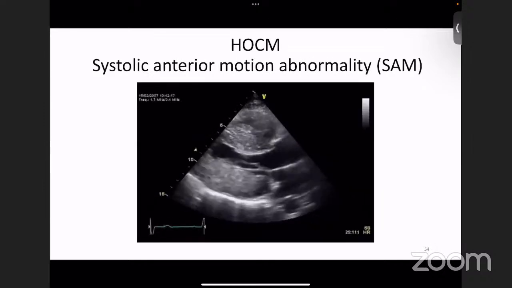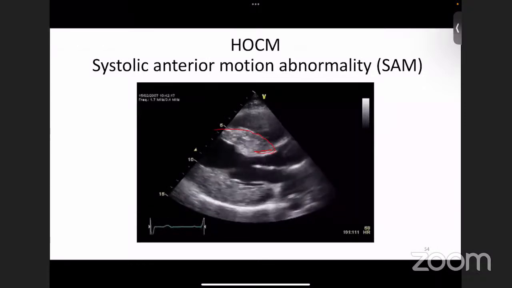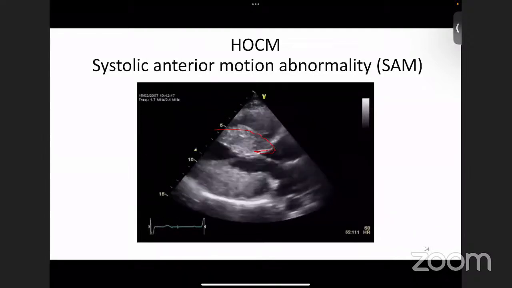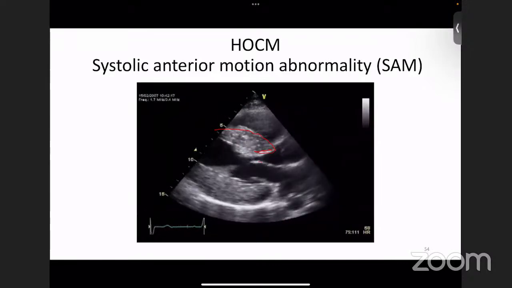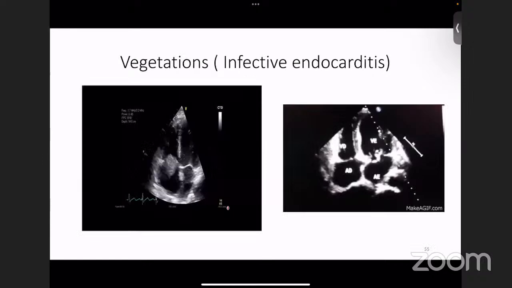Okay, then next coming to the hypertrophic obstructive cardiomyopathy, where the LV is very thickened. What is happening is the tip of the mitral valve is going and abutting against the septum. So this is called the systolic anterior motion abnormality in a hypertrophic LV, and this will cause LVOT obstruction. So we have to appreciate this feature whenever you see a hypertrophic LV.